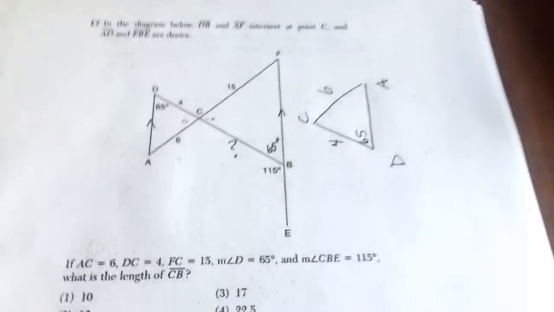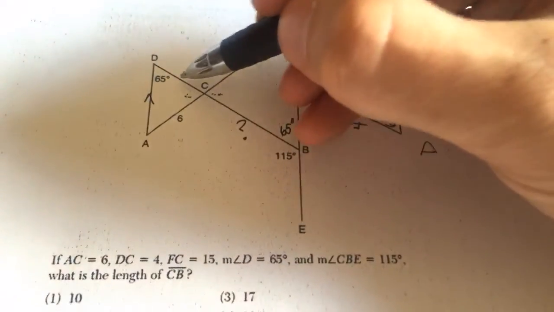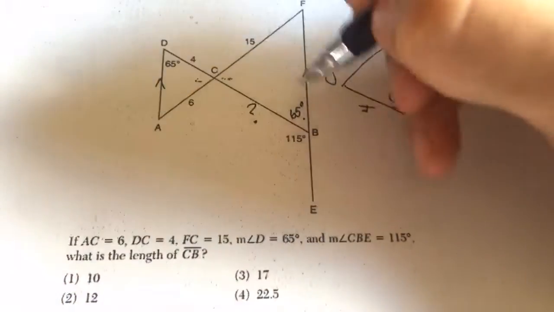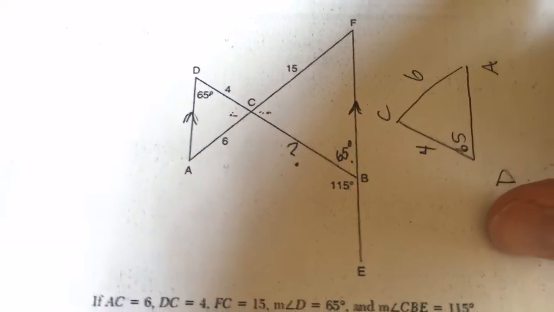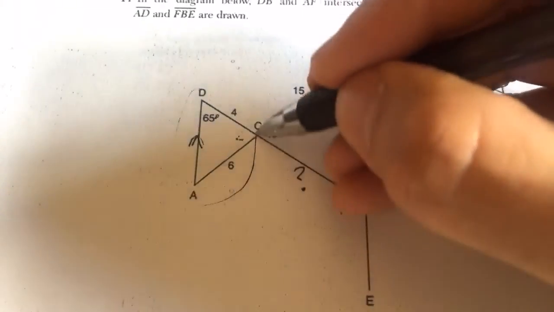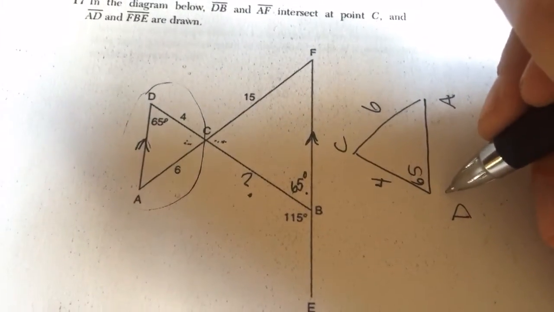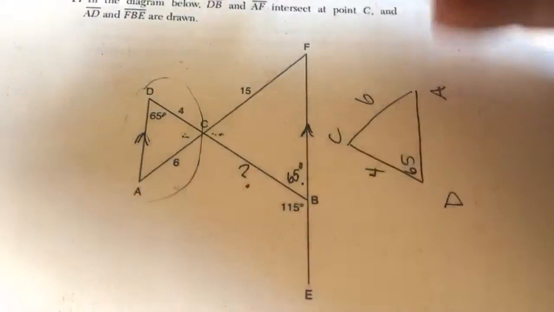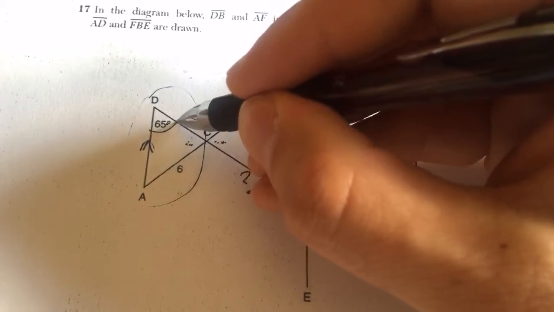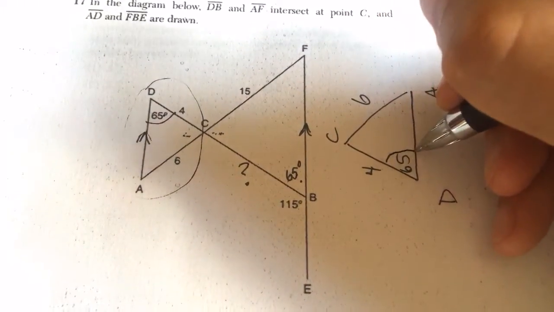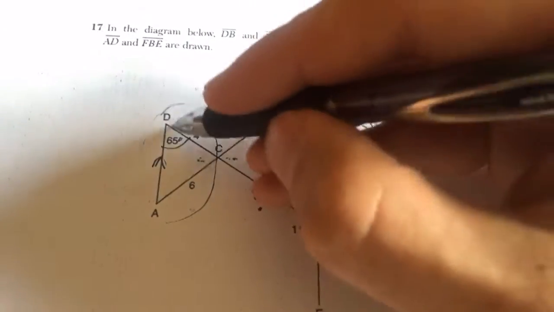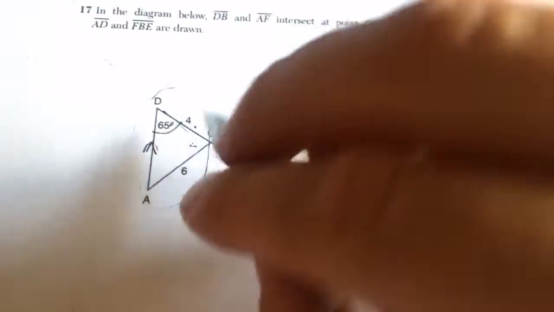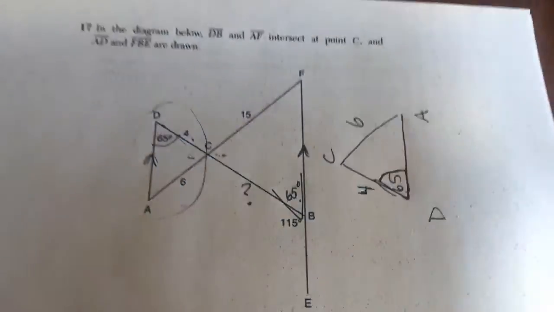What I like to do here, first of all, I know that since this is 115, this is 65. And since this is 65 and that's 65, these two lines are parallel because their alternate interior angles are congruent. So these triangles are similar. I'm going to take this triangle and flip it so that it's in the same correspondence as this big triangle. So for example, you see how angle D is 65? I'm going to put angle D over here so that it's in the lower left corner, just like that top one. So if DC is 4, then that makes this 4.